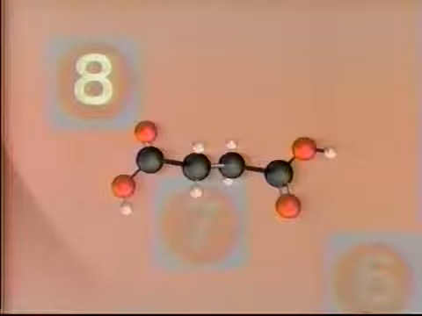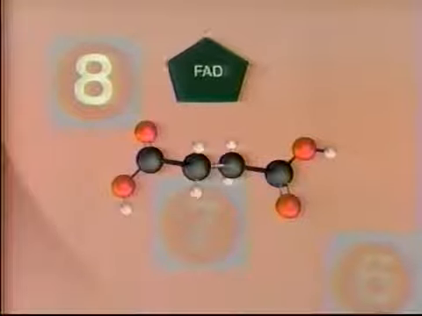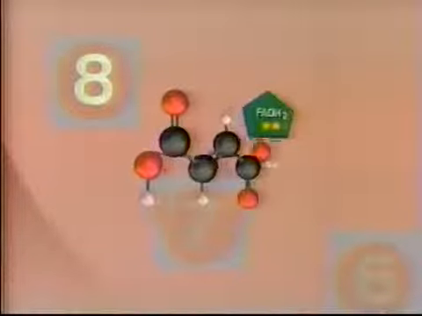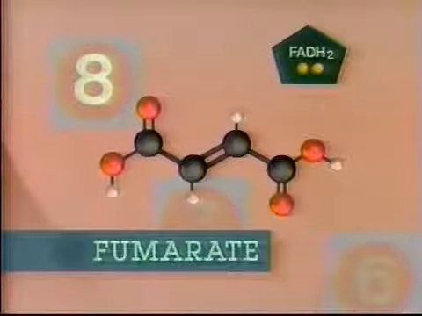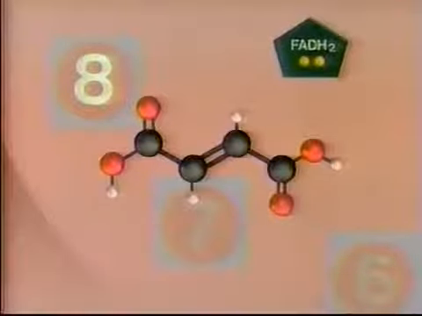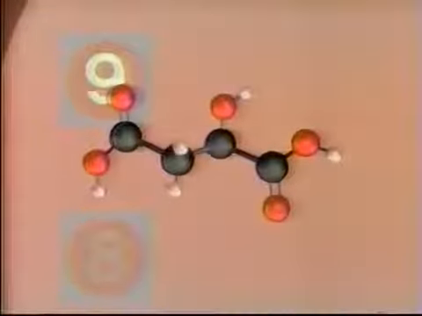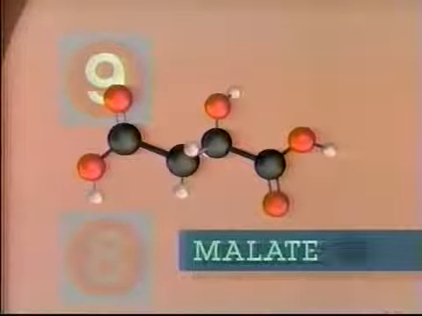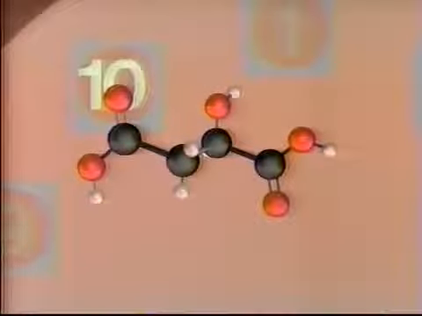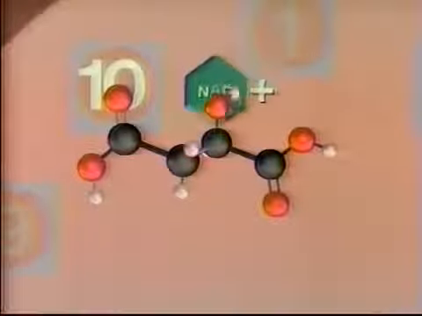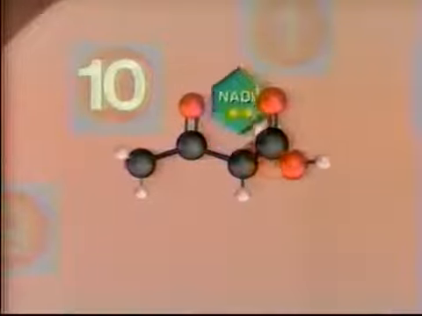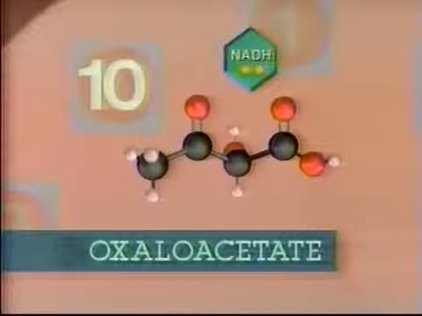Succinate encounters a molecule of FAD, and this reaction produces a newcomer, the energy carrier FADH2 and fumarate. Fumarate in turn reacts with water, and the product is malate. In the final reaction, malate encounters an NAD+ and produces the last of the NADH energy carriers and regenerates oxaloacetate.